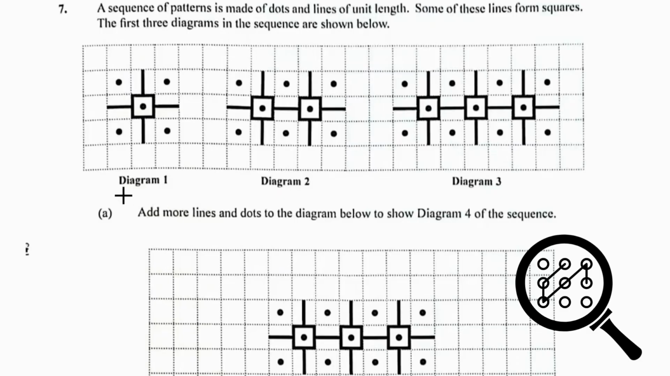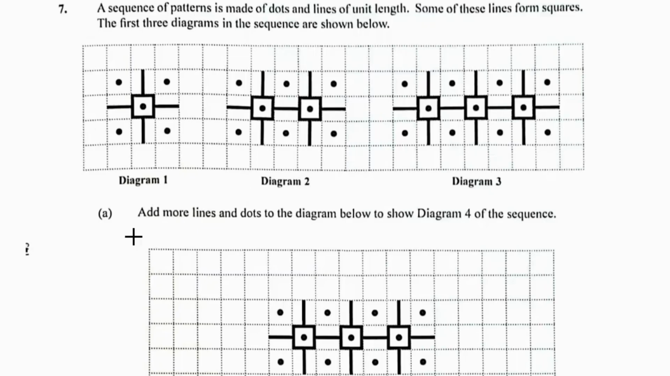You can clearly see for diagram 1, there's 1 square. Diagram 2, you have 2 squares. Diagram 3, 3 squares. And we are asked to complete this to give you diagram 4 of the sequence. So we automatically know that diagram 4 would have 4 squares. Now let's look at the lines. We have lines coming out from every direction here: one to the left, one to the right, one on top, and one at the bottom.